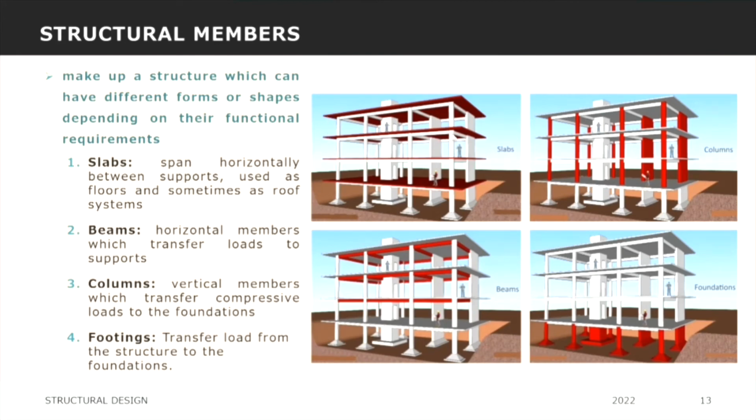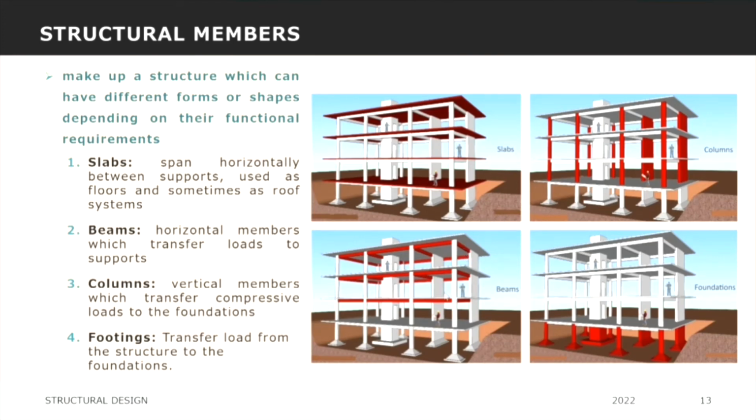Slabs span horizontally between supports, used as floors and sometimes as roof systems. So, slabs ay yung plate elements of a structure na usually nagke-carry ng vertical loads. And due to a large moment of inertia, under horizontal loads such as wind and earthquake, they can carry quite a large amount of this and then transfer them to the beam.